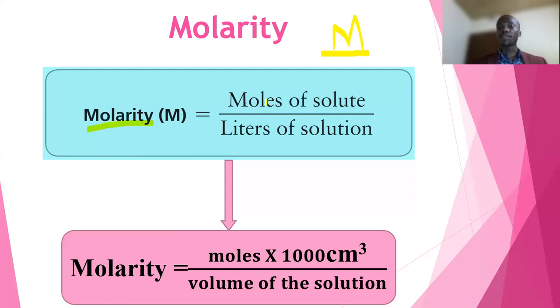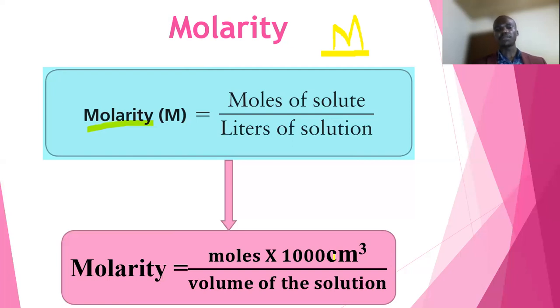Molarity is moles of solute over liter of the solution, which I've simplified here. If you think this one can confuse you, you can use this one: molarity is moles times 1,000. The reason we are multiplying by 1,000 is that we are converting the volume we are given into liters. So I advise you to use the last one so you do not get confused.